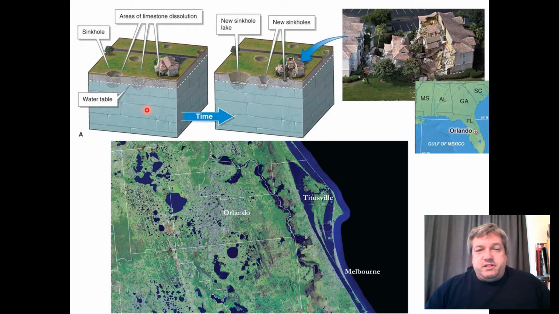So here's an example. Here's the limestone. Here's the water table. Some sinkholes form on the surface and the limestone dissolves. And there's sinkholes right here. Florida, almost the entire Florida peninsula is limestone. And so if you look from above, you see all these little sinkholes. They look basically like holes in Swiss cheese, if you will. And quite simply, the ground is just dissolving underneath it.